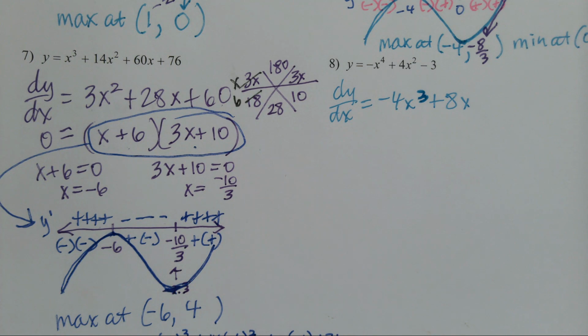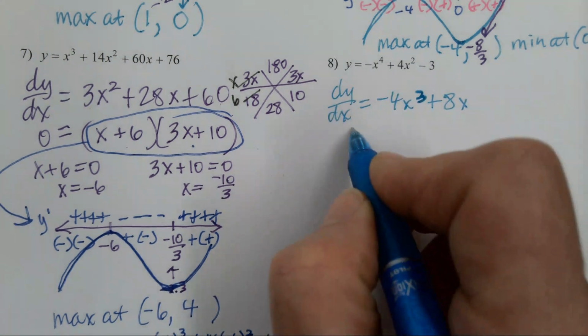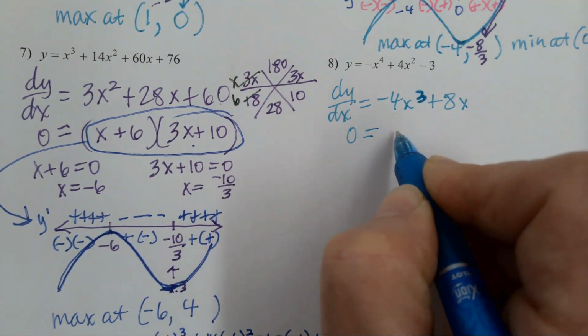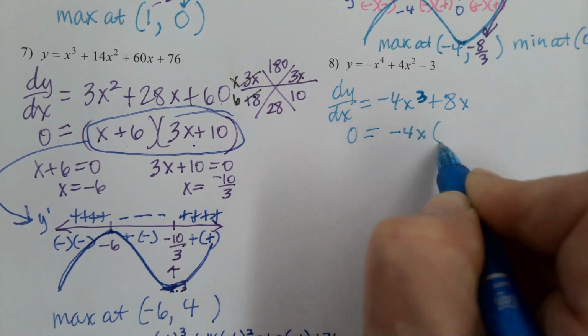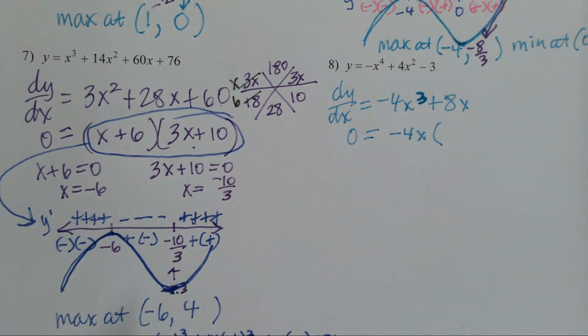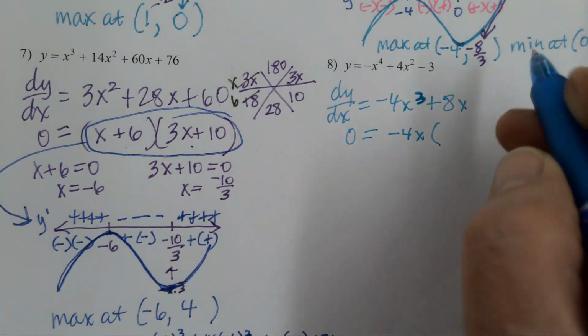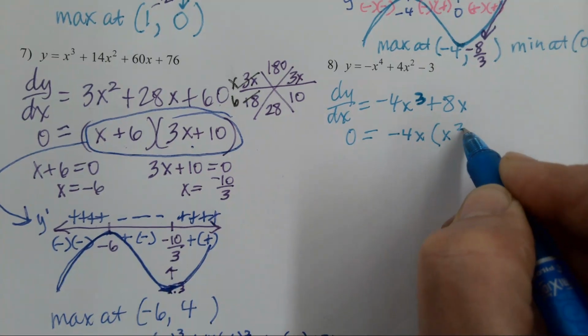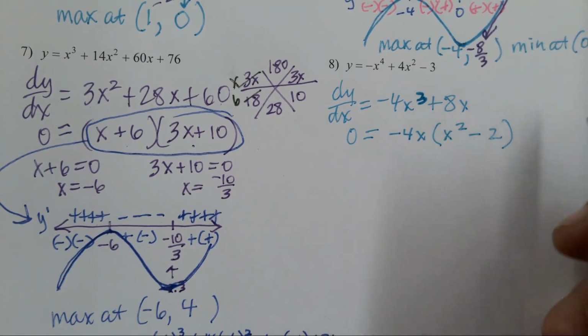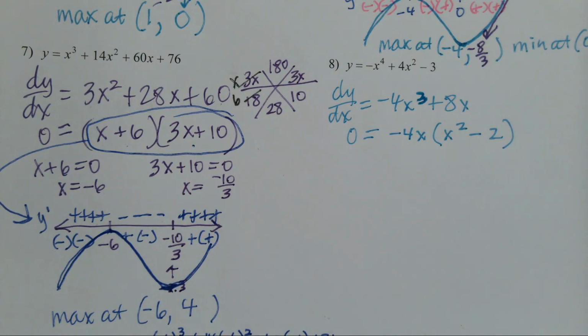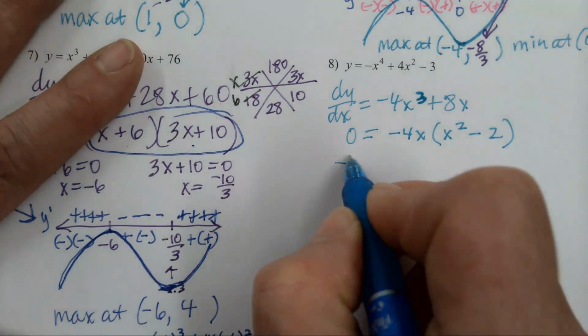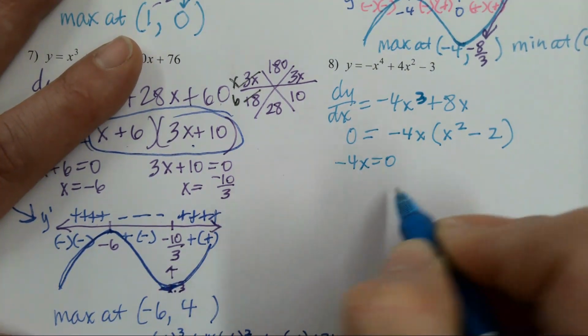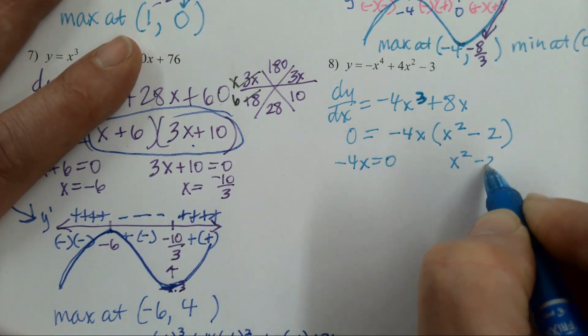I can start with a GCF. I can definitely take out a negative 4x from both of those. And then that leaves me with x squared minus 2, if I did it correctly. And now I need to set negative 4x equal to 0 and x squared minus 2 equal to 0.